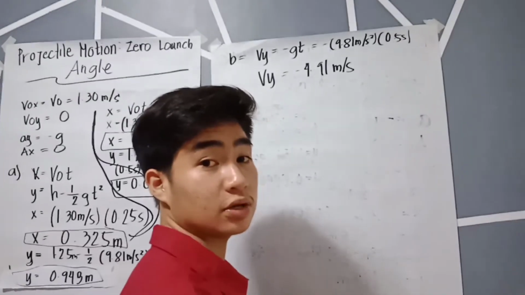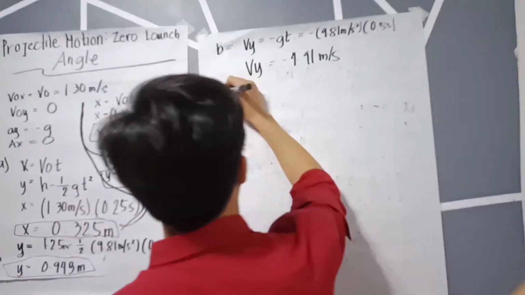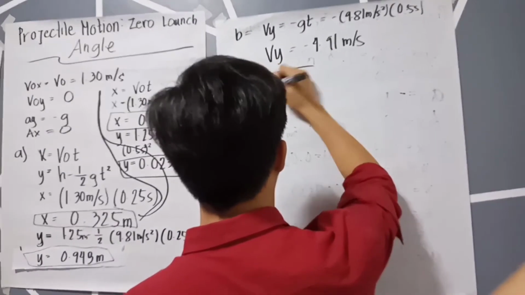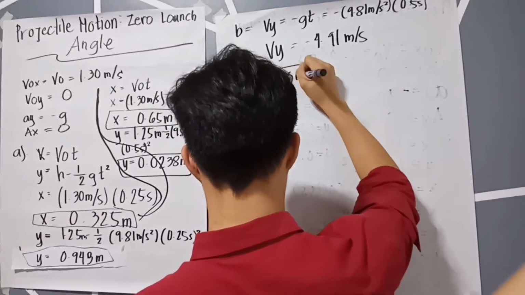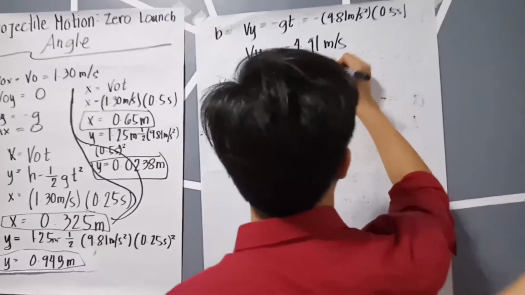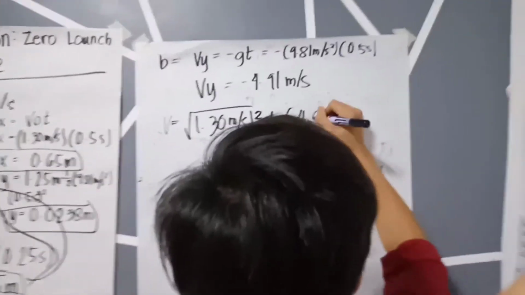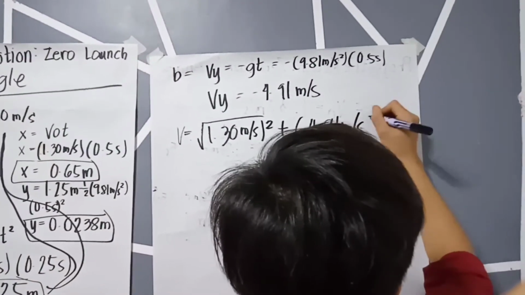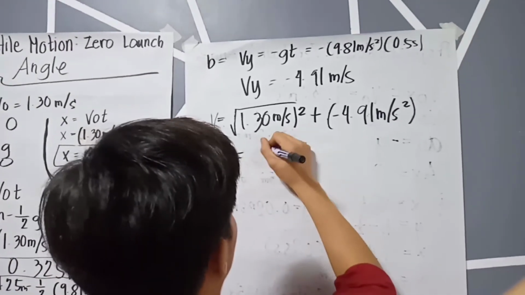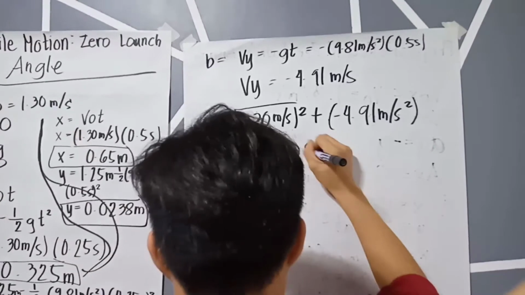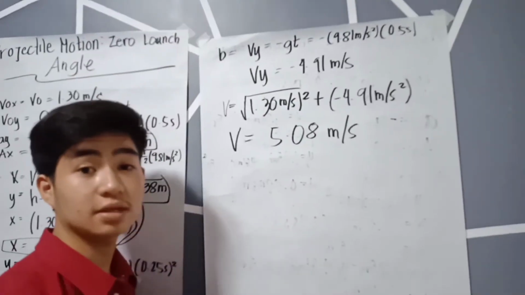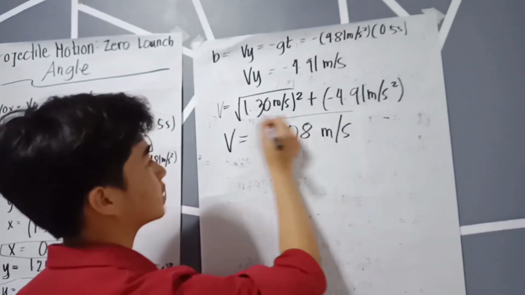To solve for the velocity by the Pythagorean theorem, v is equal to the square root of 1.30 meters per second squared plus negative 4.91 meters per second squared. So, by calculating, v now is equal to 5.08 meters per second. This is the velocity of the ball after 0.5 seconds.